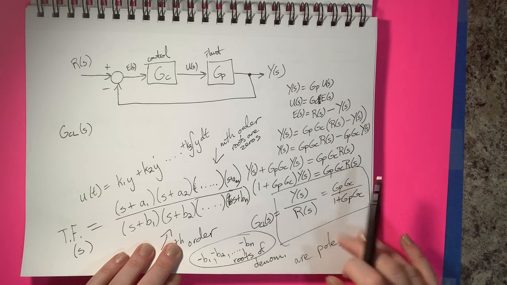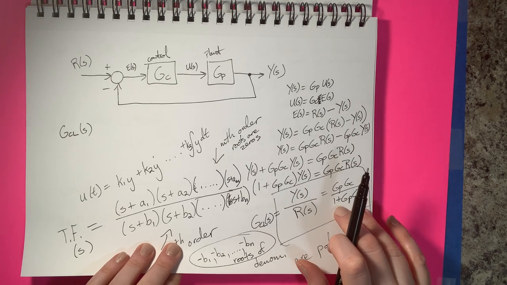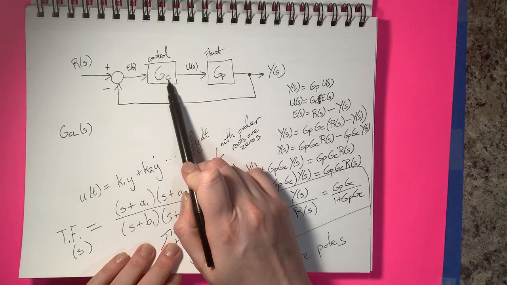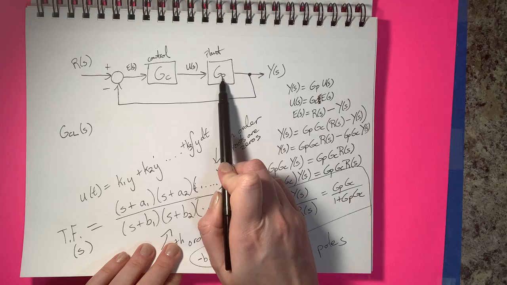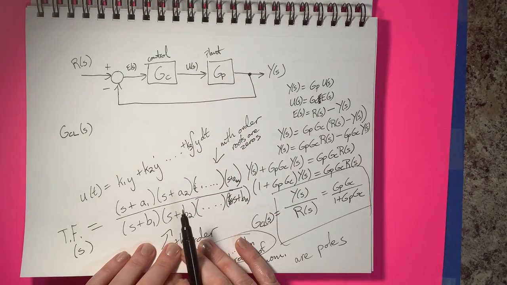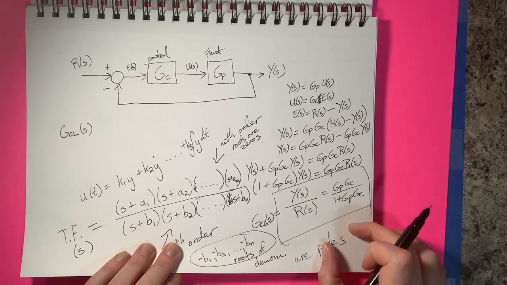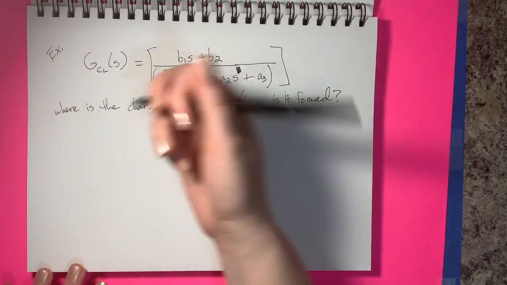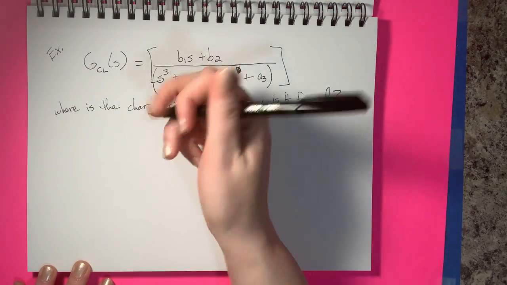And then that means that it will be trivial to go from here to forming that simplified denominator once you plug in your GC and GP, actually what they are, here they're symbolic, but what your system actually is, and you'll be able to factor that out, okay? That will be your characteristic equation. So let's do an example of that. Let me go ahead and complete this example right here.